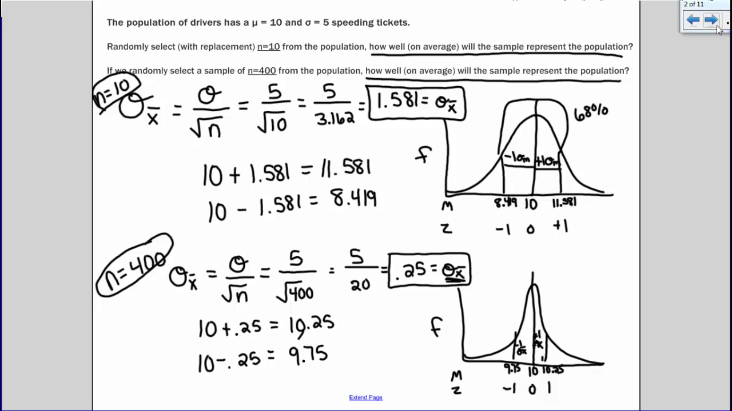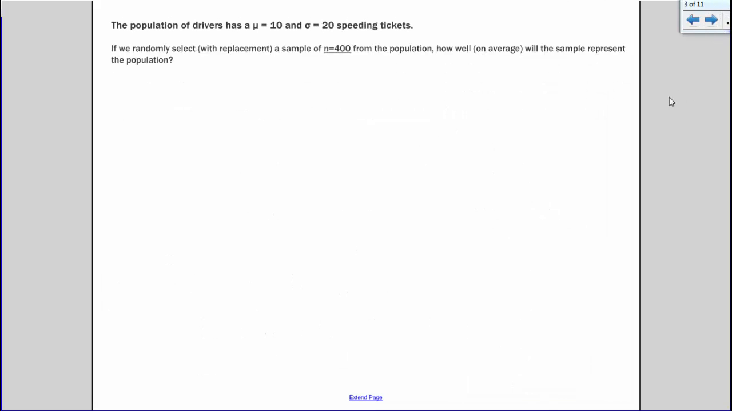Now let's do an example where we change the standard deviation. So we're still working with a population of drivers that have a mean of 10 speeding tickets, but now the standard deviation is 20 speeding tickets. And we're still randomly selecting a sample of 400, and I'm still asking you, how well on average will the sample represent the population? Or in other words, what is the standard error?